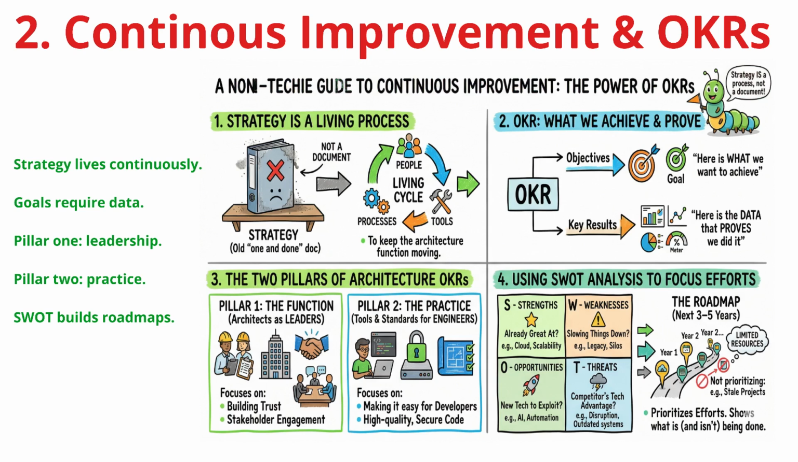Effective architecture OKRs rest on 2 pillars. The first is the function, focusing on architects as leaders who build trust and engage stakeholders. The second is the practice, which provides tools and standards to help engineers build high-quality, secure code. Finally, to focus these efforts, we use a SWOT analysis. By identifying internal strengths and weaknesses and external opportunities and threats, we can prioritize our limited resources. This turns the SWOT into a practical roadmap for the next 3 to 5 years, clearly showing the company what is being prioritized and, just as importantly, what is not.